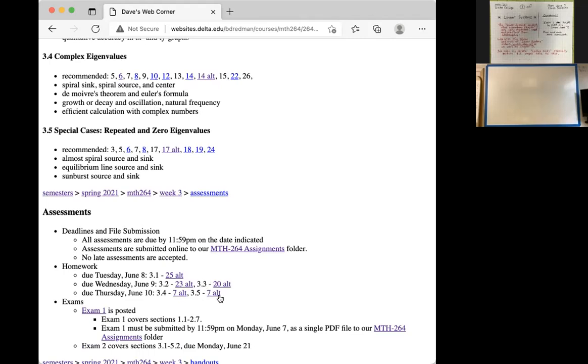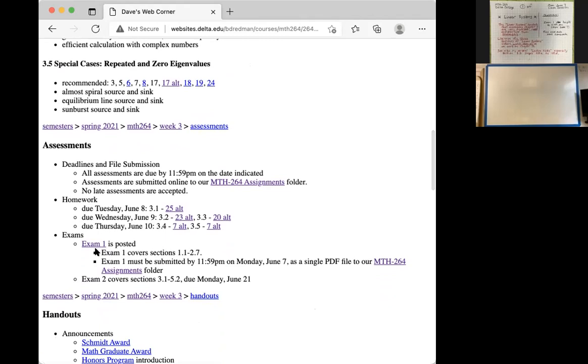But just in case we didn't progress, I put problems from 3.2 and 3.3 into the next homework, and 3.4 and 3.5 into the last homework this week. And then of course Thursday we'll just be practicing examples. Here's your reminder that exam 1 is available here, and it's due in our assignments folder tonight by 11:59. So whatever link to the assignments folder you want to use, it all goes to the same folder.